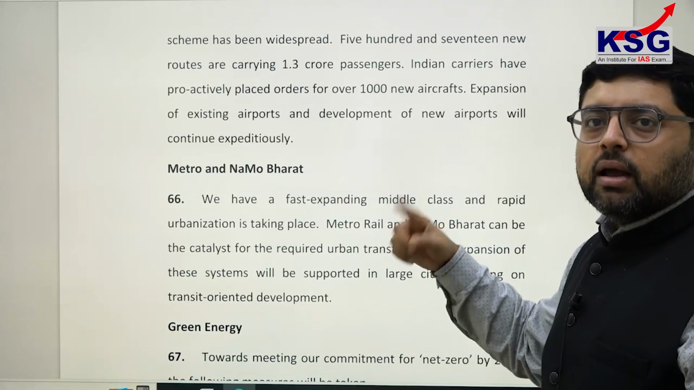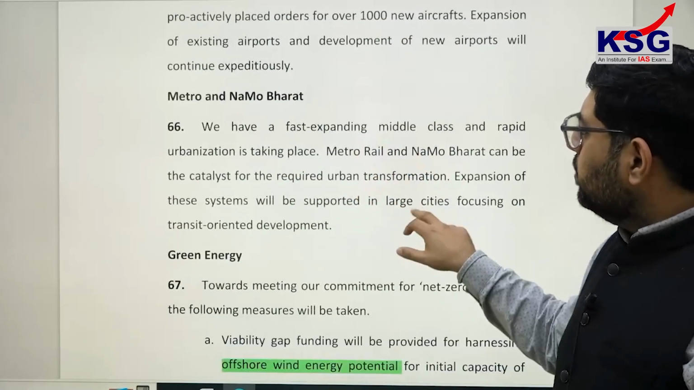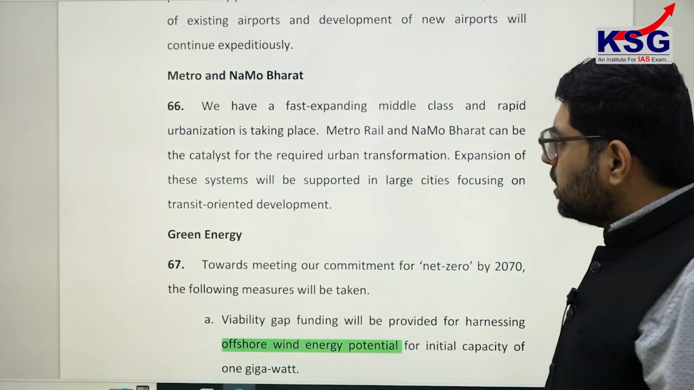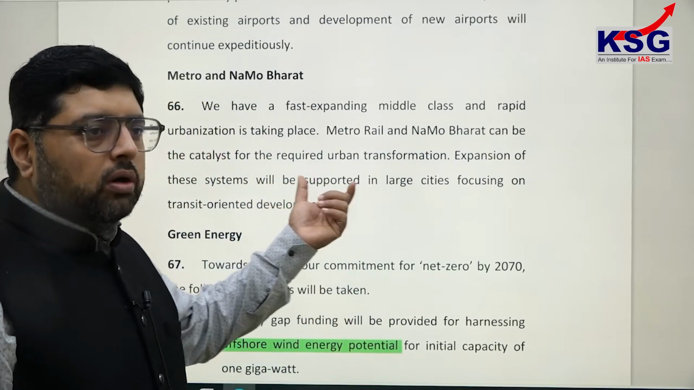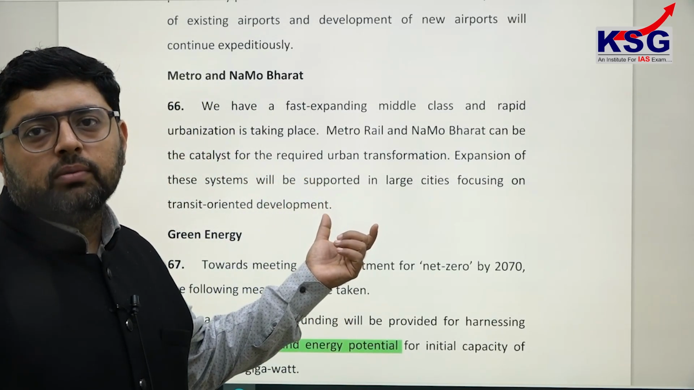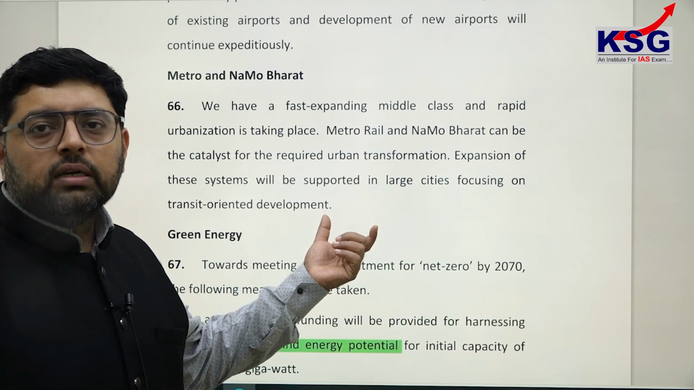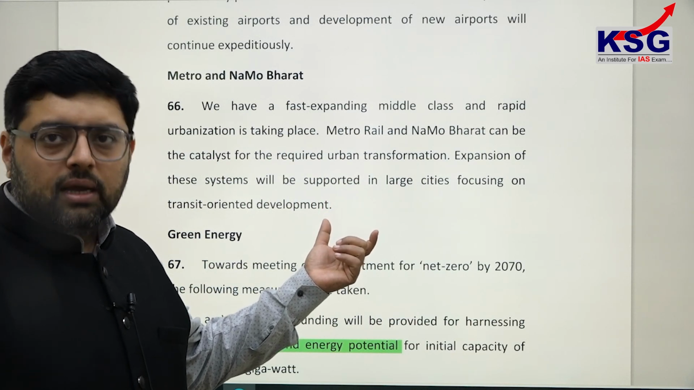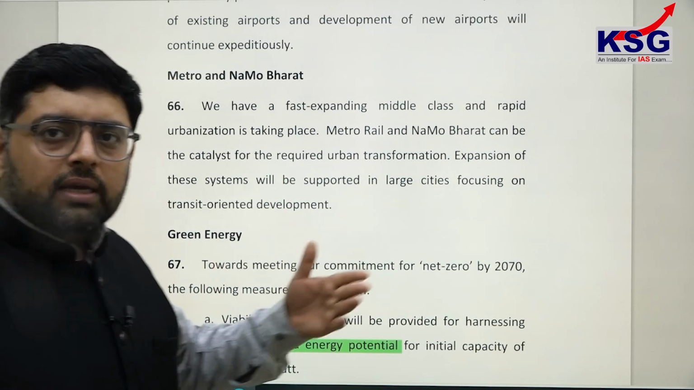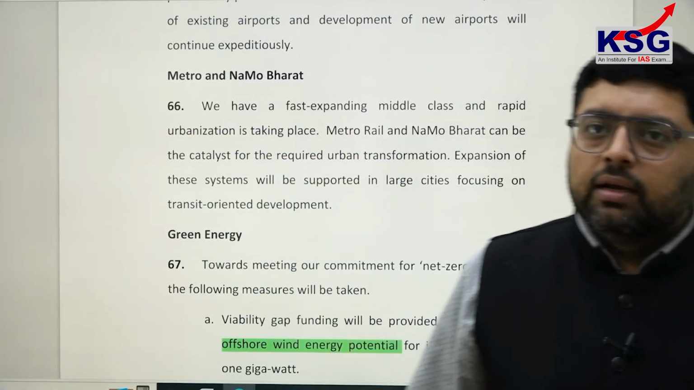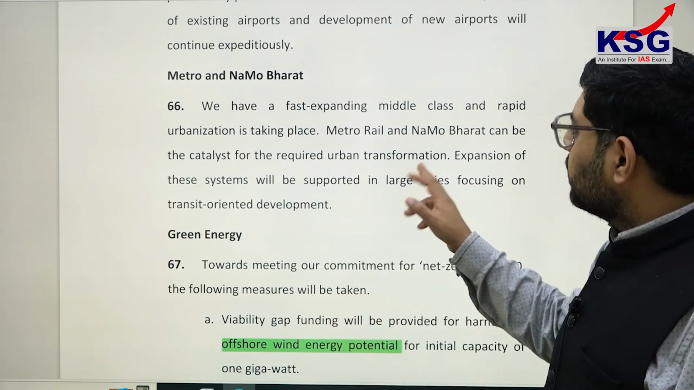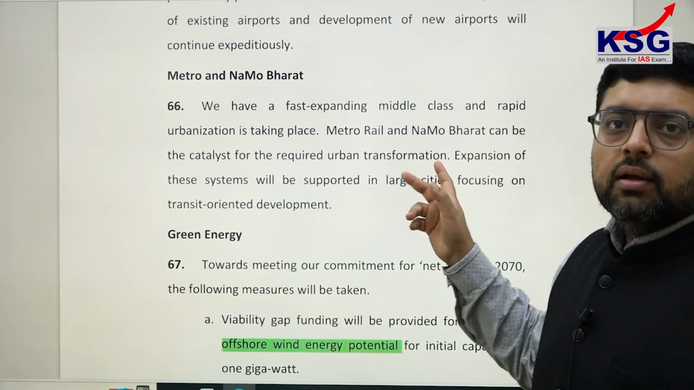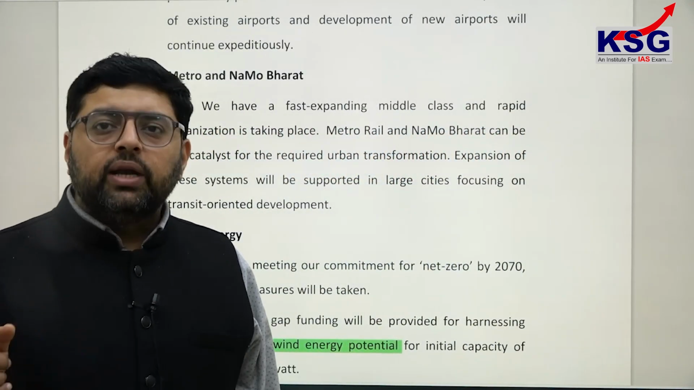Now next, Metro and Namo Bharat. When we talk about Metro Rail, urbanization is responsible, and today Metro is a need for urban areas. It gives easy connectivity and helps avoid traffic congestion. Now Namo Bharat is basically an electric multiple unit, EMU.